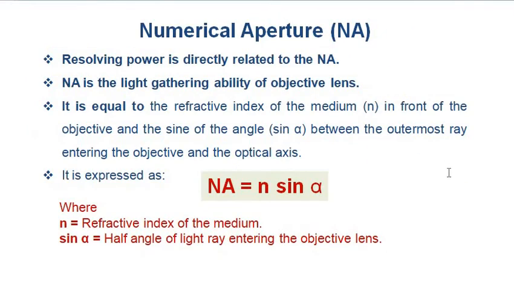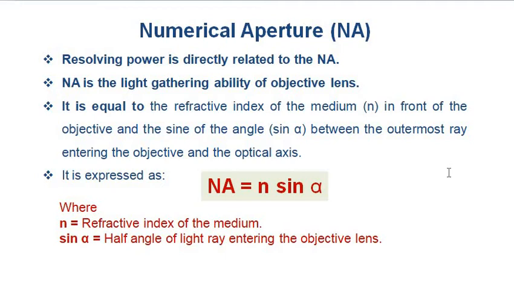Now come to what is numerical aperture. Numerical aperture is an important factor of the resolving power. Resolving power is directly related to numerical aperture. Numerical aperture is the ability of an optical lens to gather light between the specimen and the objective lens.